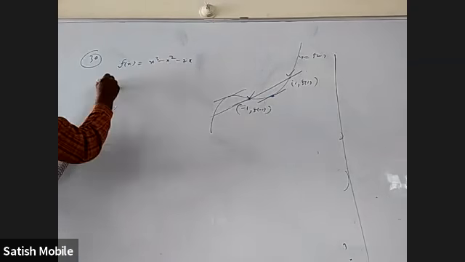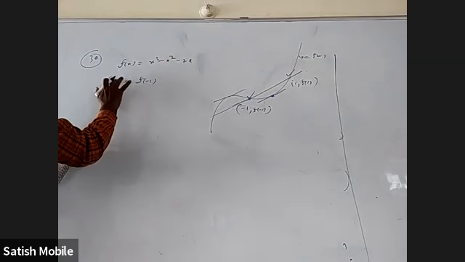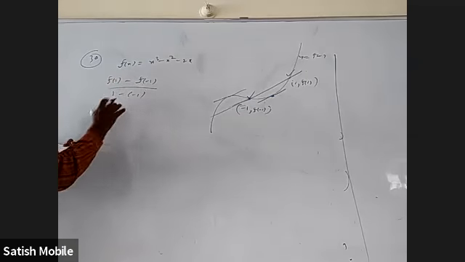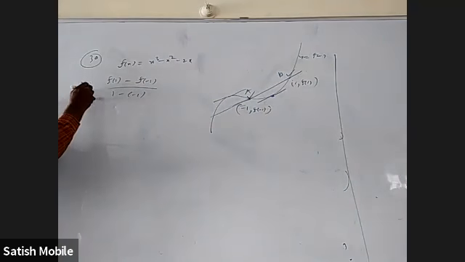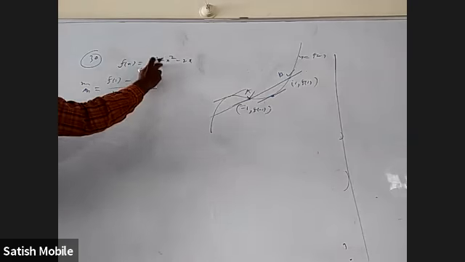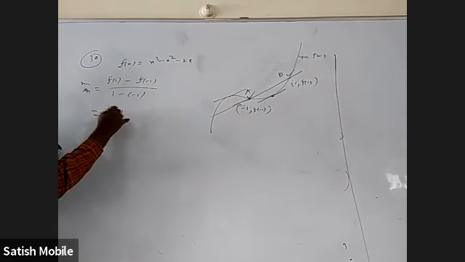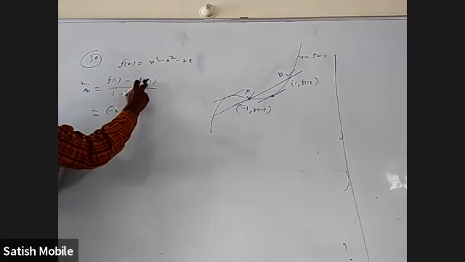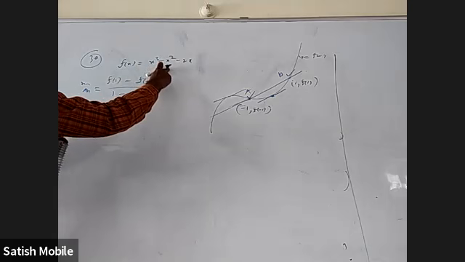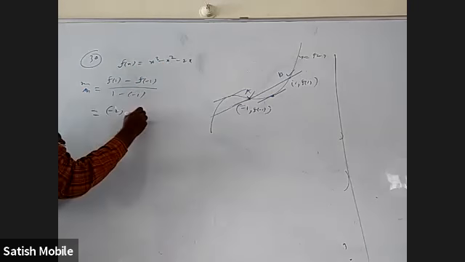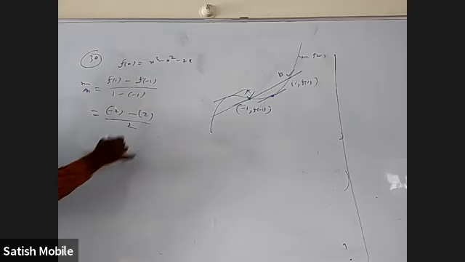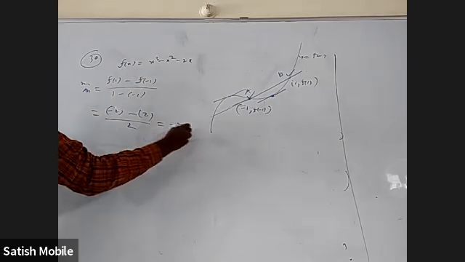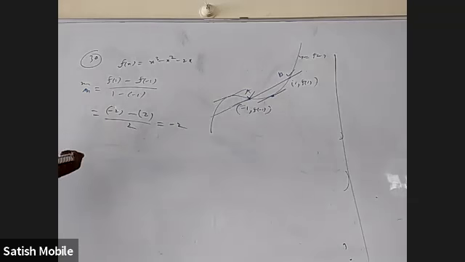What is the slope of this? f of 1 minus f of minus 1 by 1 minus minus 1. This is the slope of the chord AB. What is f of 1? When I put 1, 1 minus 1 is 0, it is minus 2. When I put minus 1, it is minus 1 minus 1, 0 plus 2, that is 2, so minus 4 by 2 is minus 2. So the slope of the chord joining the given 2 points, or the line segment joining the given points, is minus 2.